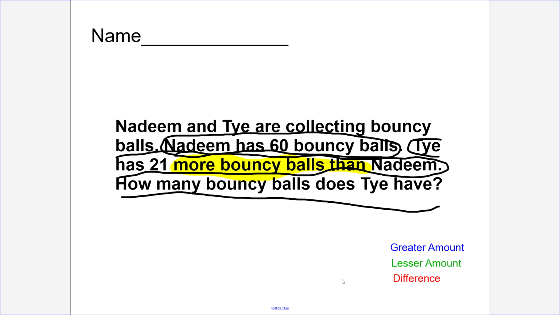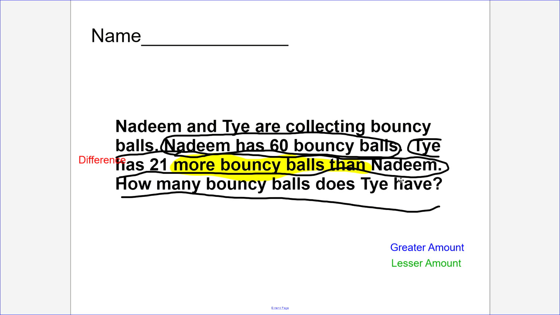Now, I want you to think, third grade. If this piece of information, Ty has 21 more bouncy balls than Nadim, includes the compare words, is that piece of information the greater amount, the lesser amount, or the difference? That piece of information is the difference because it is showing the comparison. It's the difference between how many bouncy balls Ty has and how many bouncy balls Nadim has.